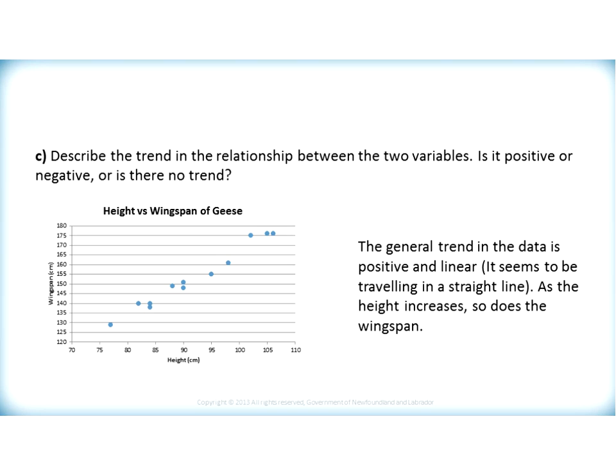It does seem that these heights and wingspans are somewhat linear. They follow a straight line pattern. Like I said, as the height increases, so does the wingspan.